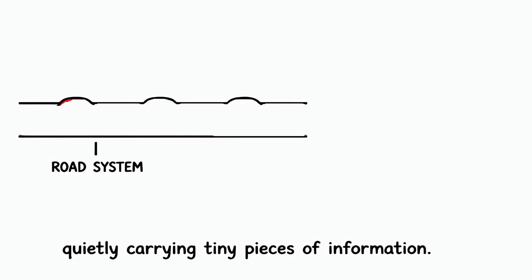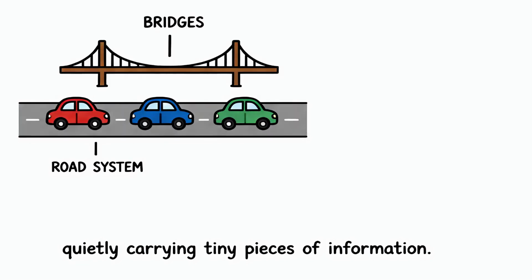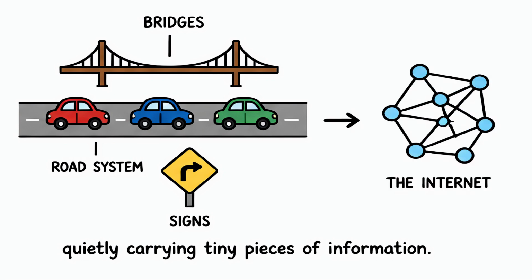Think of it like the road system. Roads, bridges, and traffic signs are everywhere, but you only notice them when you drive. The internet is the same. It is always there, quietly carrying tiny pieces of information from one place to another. So what does sending actually mean?